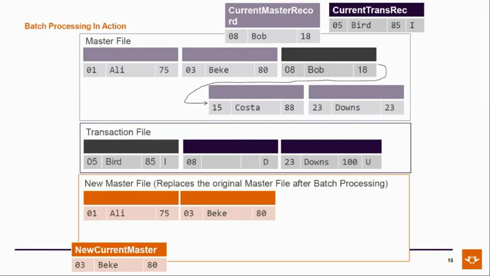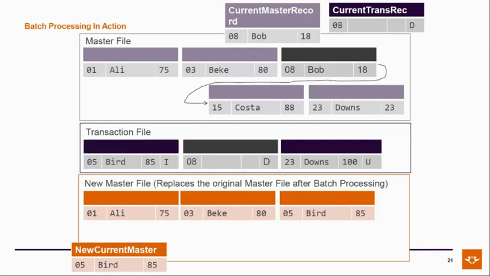Now 05 Bird comes before 08 Bob, which means 05 Bird is the new record to be added, which means that it is being added. Once that is done, we now advance the transactional current record to the next one, which is then 08 delete, which means you're removing that specific record from the master file, the original master file, not the new one. So being removed just simply means it's not being written to the new master file.